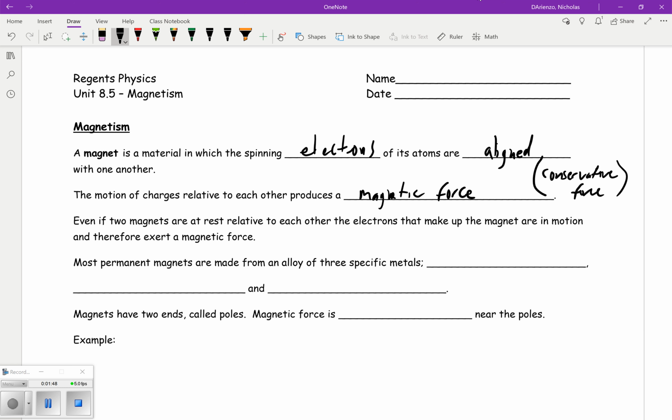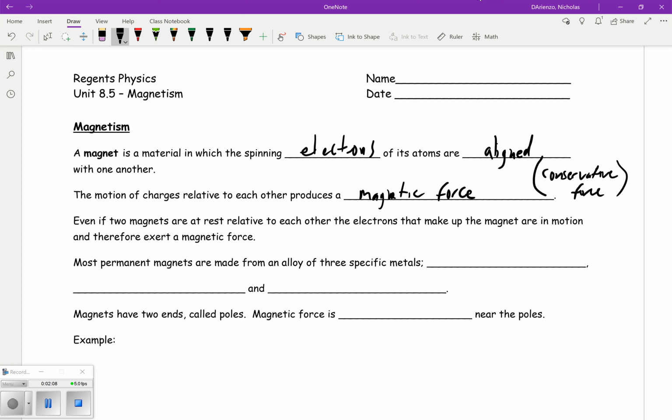Even if two magnets are at rest, their fields are still interacting with each other. The electrons that make up that magnet are still in motion, even if the magnet itself is not moving, and therefore it's going to exert a magnetic force constantly.